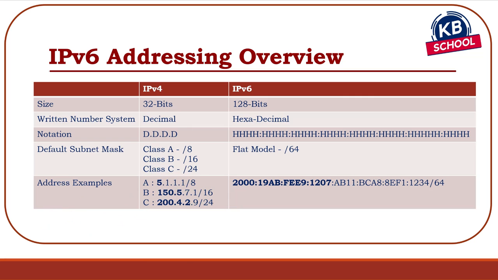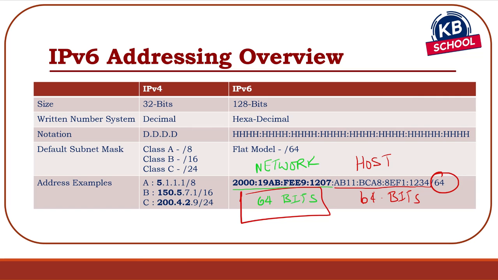In an IPv6 address, though, as I said, the first 4 blocks, these guys over here, represent the network portion, which equates to 64 bits. And the last 16 hex digits is the host portion, which again represents the other 64 host bits. Hence the /64 representing the network bits over here.